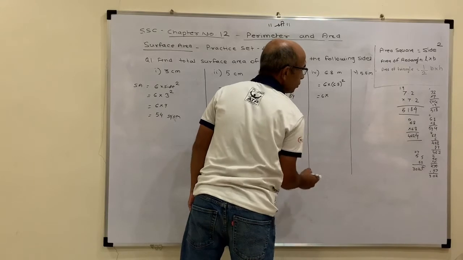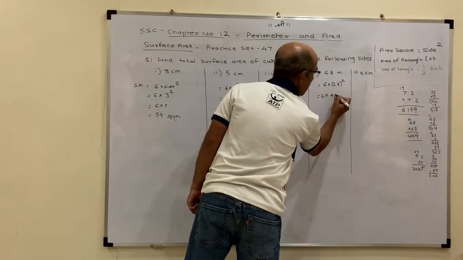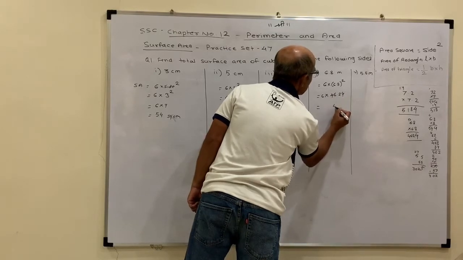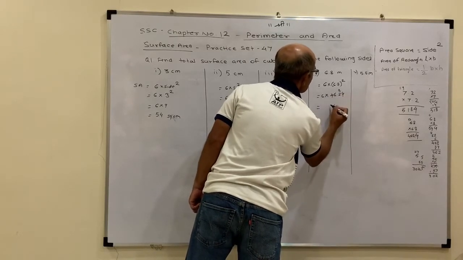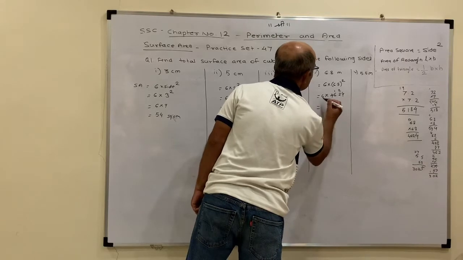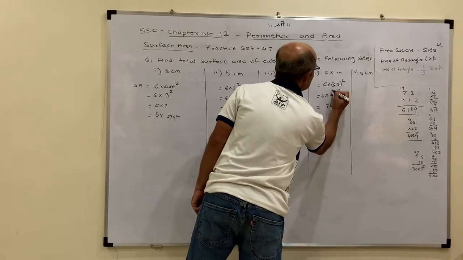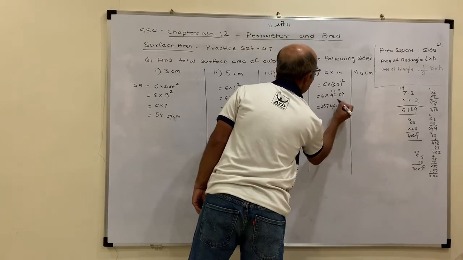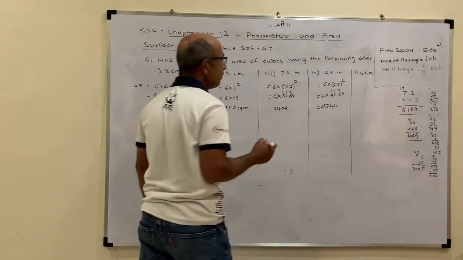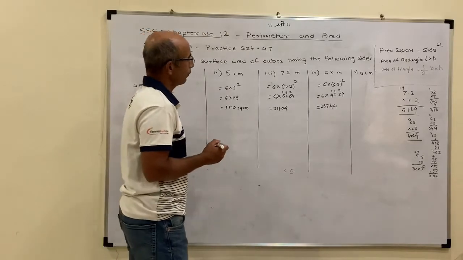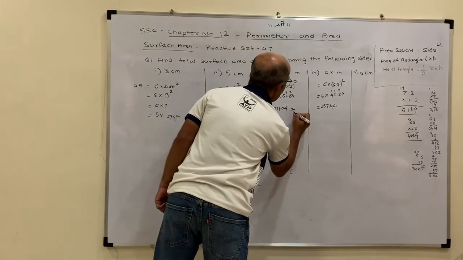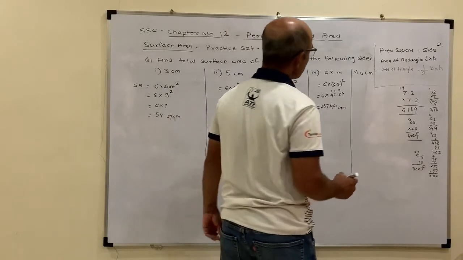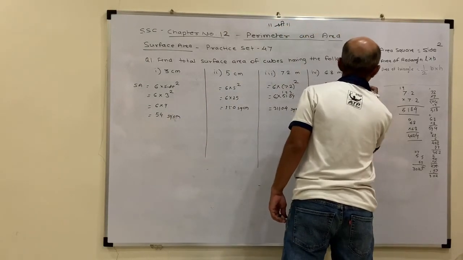Now the next one is equal to 6 into 6.8 square. So 6 into 6.8 square comes out to be 46.24. 6 4s are 24, 6 2s are 12 plus 2 is 14, 6 6s are 36 plus 1 is 37, 6 4s are 24 plus 1 is 25, so 257.44. Here it's a square meter, here it's a square meter.